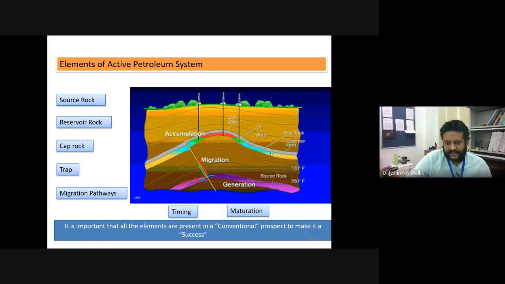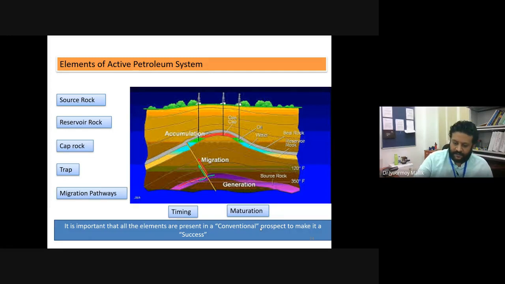Okay. Please remember, we are talking here about conventional. I have put it under inverted commas, that it is a conventional petroleum system. What does that mean? That indicates there are some unconventional petroleum systems where you will perhaps not need all these elements to be present. Okay, but in a conventional system, you must have a source rock, a reservoir rock, a cap rock, a trap, and migration pathways. There must be good matching in timing, and there must be enough maturation of the source rock.